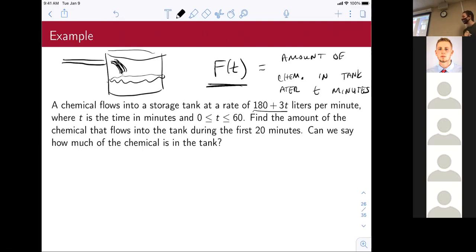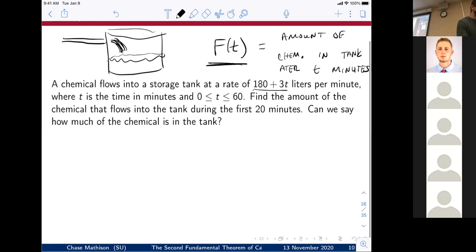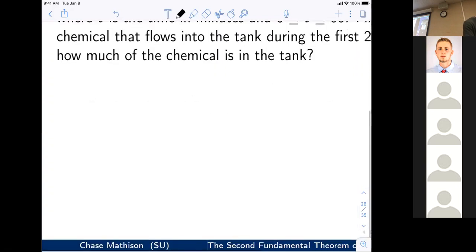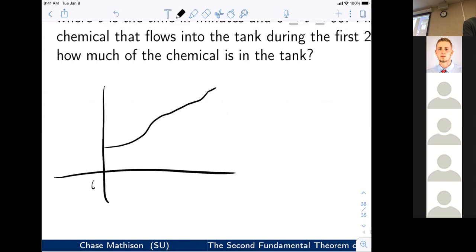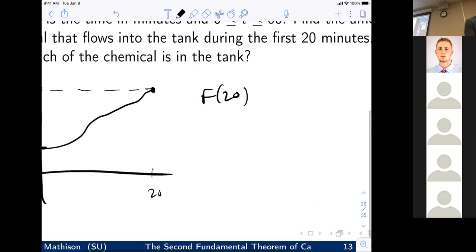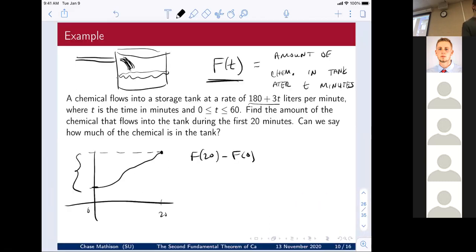But if I want to know how much change there was in big F between t equals 0 and t equals 20, well, let's look at big F for a second. Big F is doing something like this. I don't know. But here's 0. Here's 20. Here's where F ends at this process. Here's where F started. How do I find how much change happened there? Yeah, take the difference, right? So I want to know what is F of 20 minus F of 0.